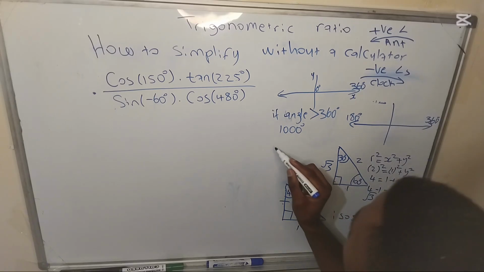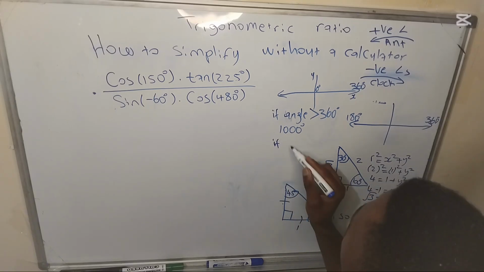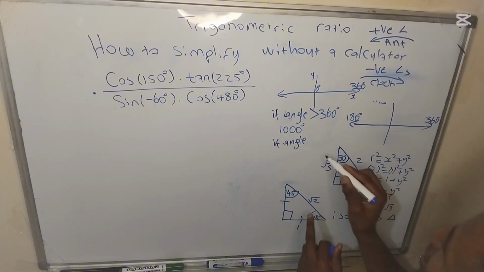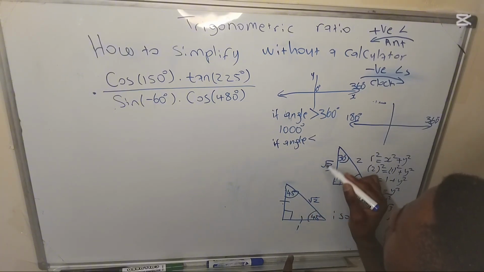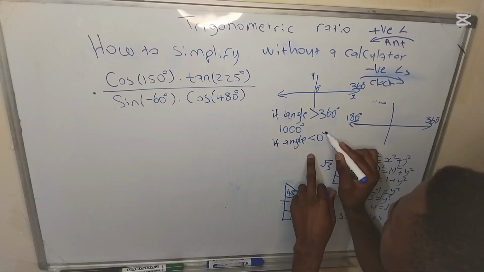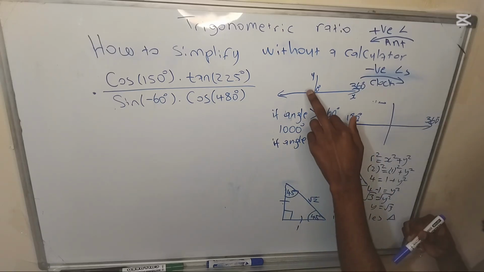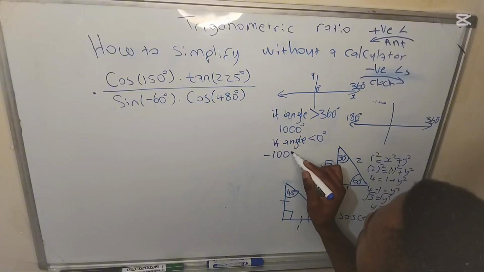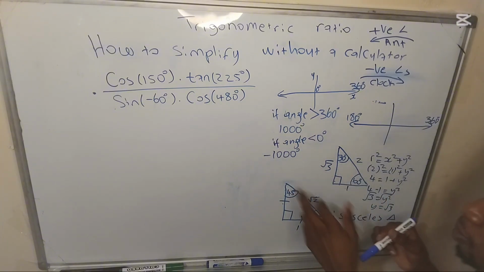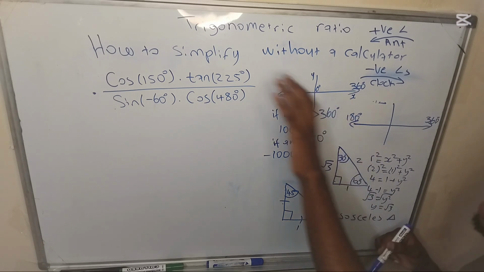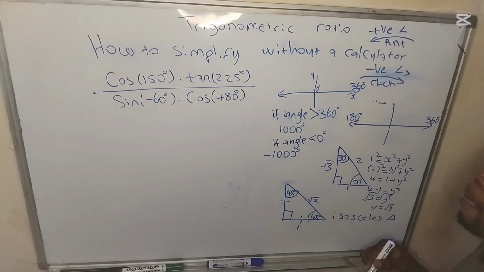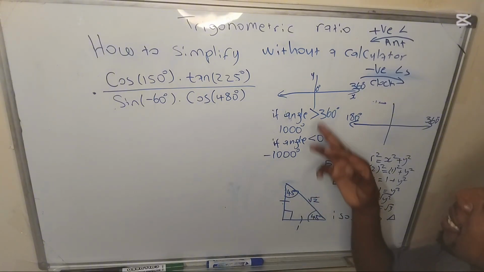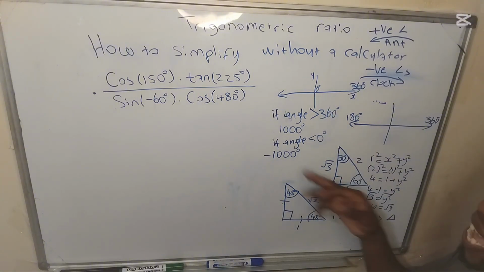If your angle is less than 0 degrees, maybe let's say negative 1000 degrees, because negative 1000 degrees is less than 0 because it's negative, right? Then, for instance, even this negative 60 degrees is less than 0 degrees. Therefore, you have to add 360 degrees.